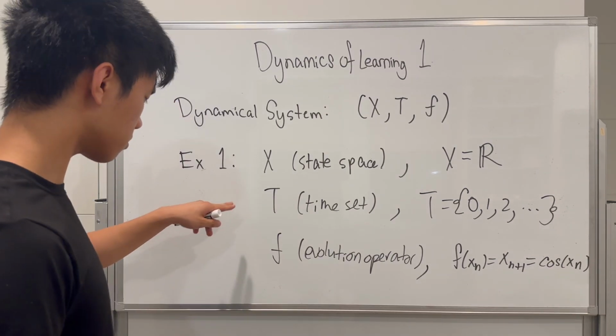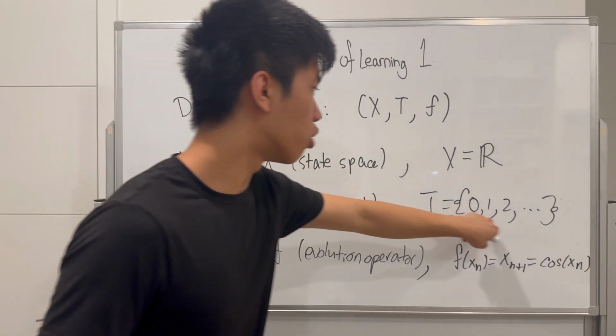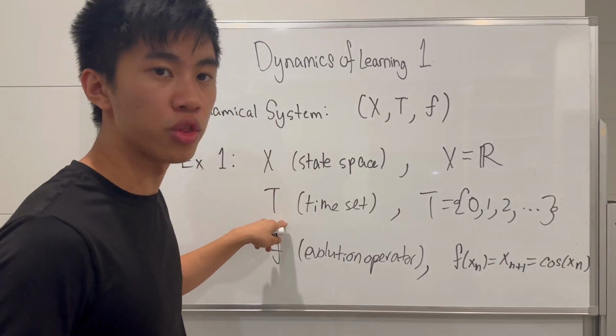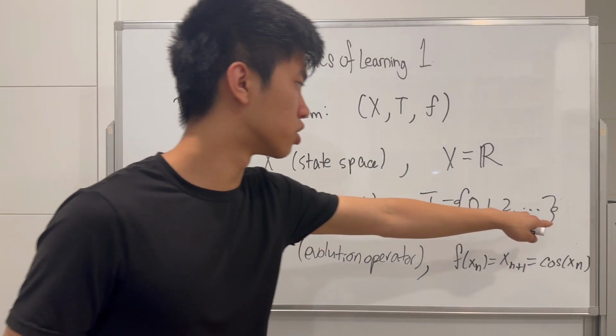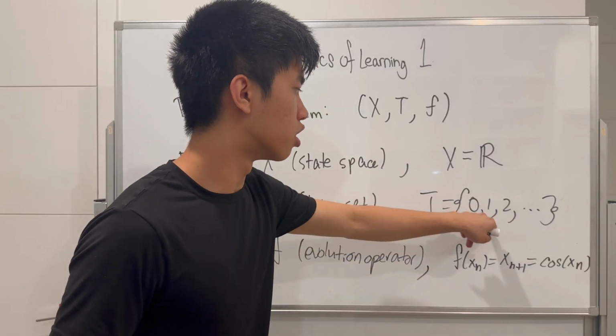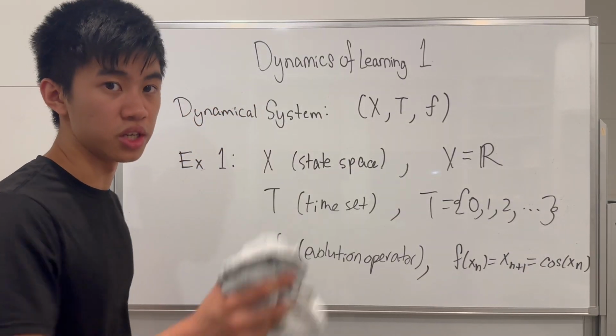And one interesting thing that I would like to note is that the time set is not always a set of integers. It oftentimes is. When the time set is a set of integers like this, we call that a discrete time dynamical system, because the time is evolving in jumps of one. Discrete.